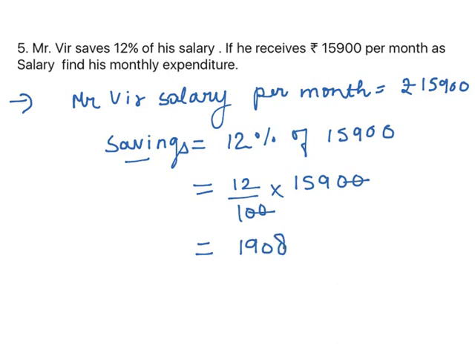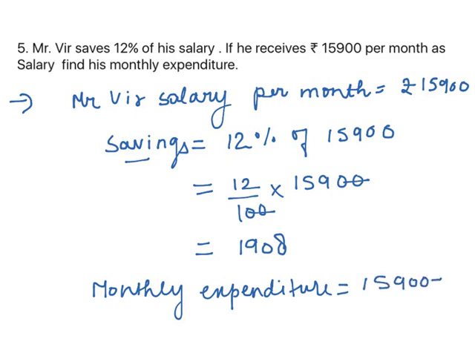Now we have the monthly salary of Mr. V, and we have the savings, so clearly we can find the expenditure by subtracting these two terms. So monthly expenditure equals his salary, 15900, minus the savings, 1908. If we subtract these two terms, we get 13992. So it means his monthly expenditure is 13,992.